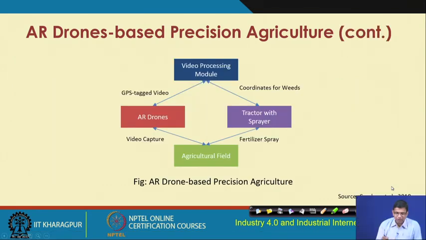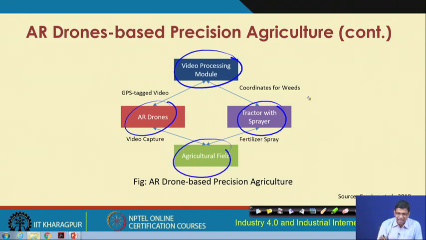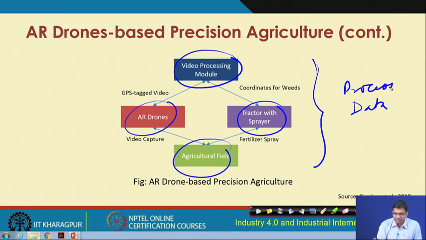So, this is the overall architecture, shown pictorially over here. We have different interactions between these different components. This is the video processing module that I was talking about earlier. So, drones, video processing module, tractor with a sprayer which can be actuated, and the agricultural field, and the overall flow of data between these different components are shown over here. Data and the processing of the data is again very important, and suitable analytics will have to be performed.